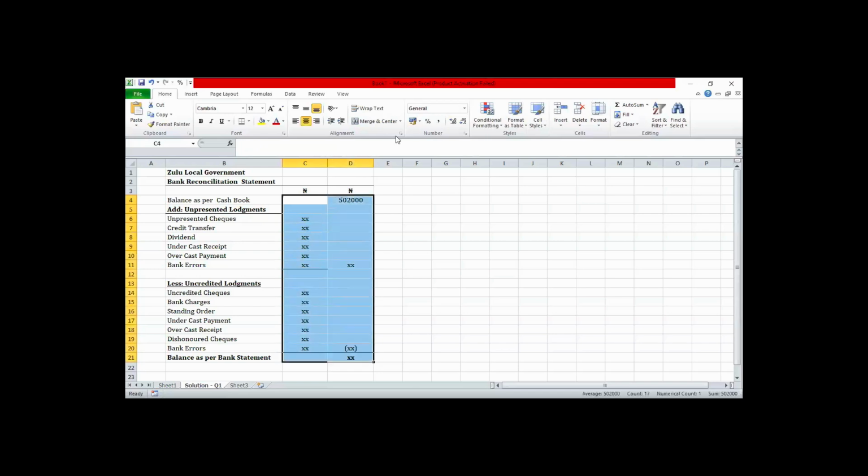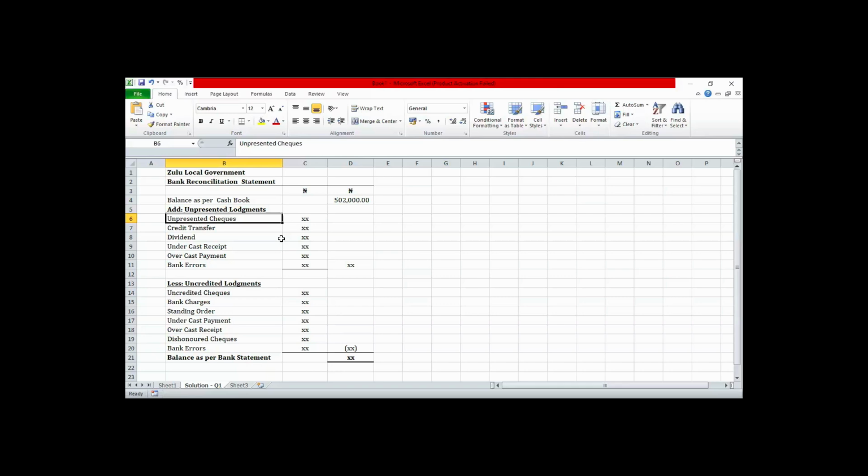I'm using that format so don't think I'm deviating from the format given to you. Now look at it. You are also given a balance as per bank statement, is that not so? Yes, sir. What is the balance as per bank statement? 505,000. That is what we are working towards getting. Now, what is the other information given to you? The bank had paid 40,000.